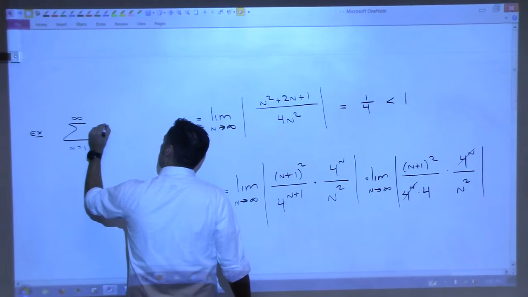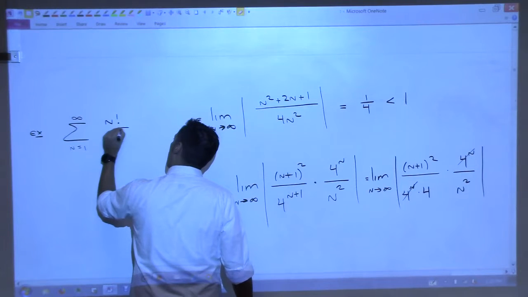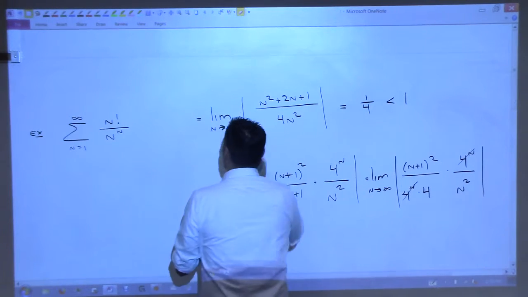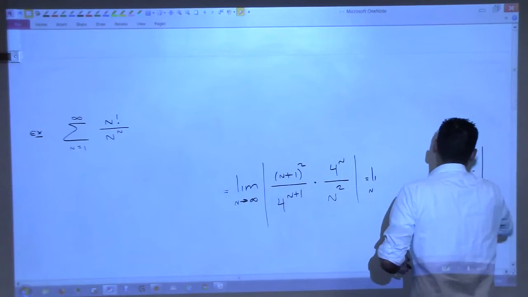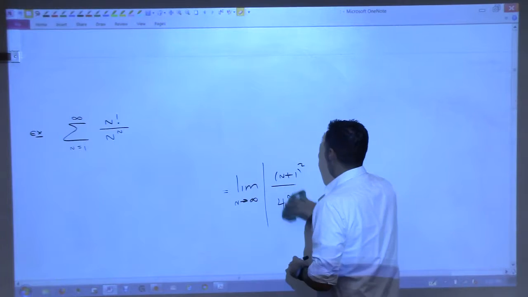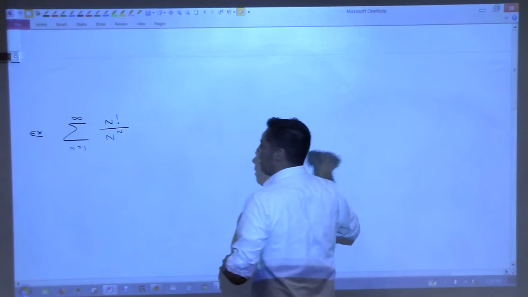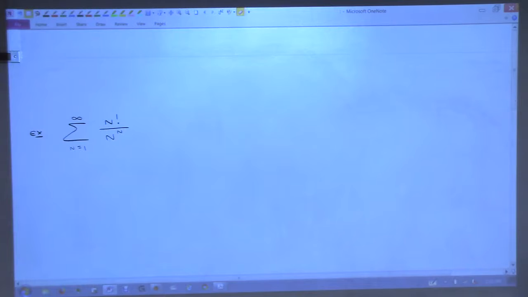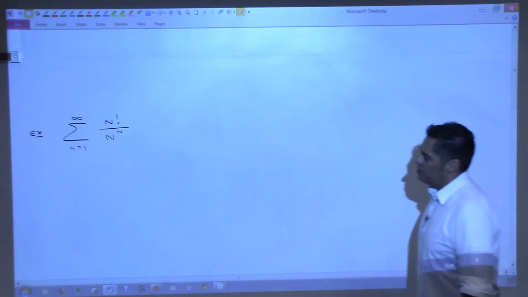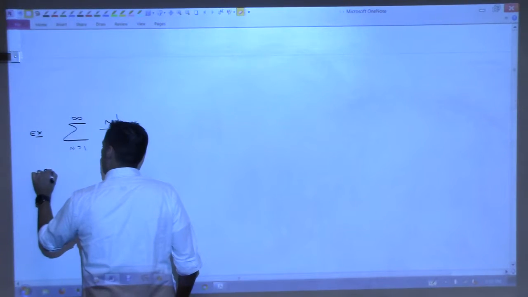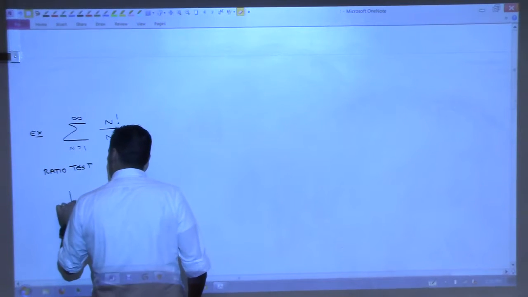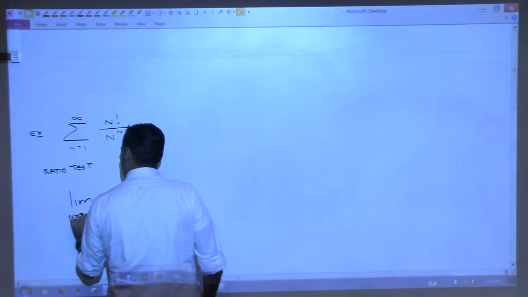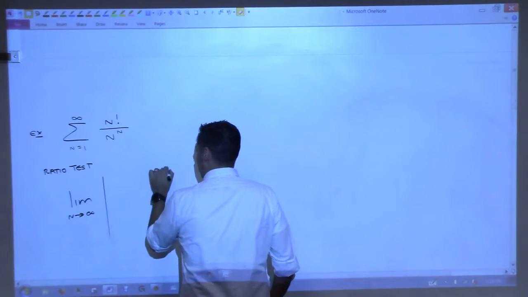How about n factorial over n to the n? So I already know right now that L'Hopital most likely is off the table at some point in the problem if I've got factorials, right? Can't use L'Hopital. But let's just set up the ratio test. Limit n goes to infinity. Okay, I'm going to set up my ratio here.